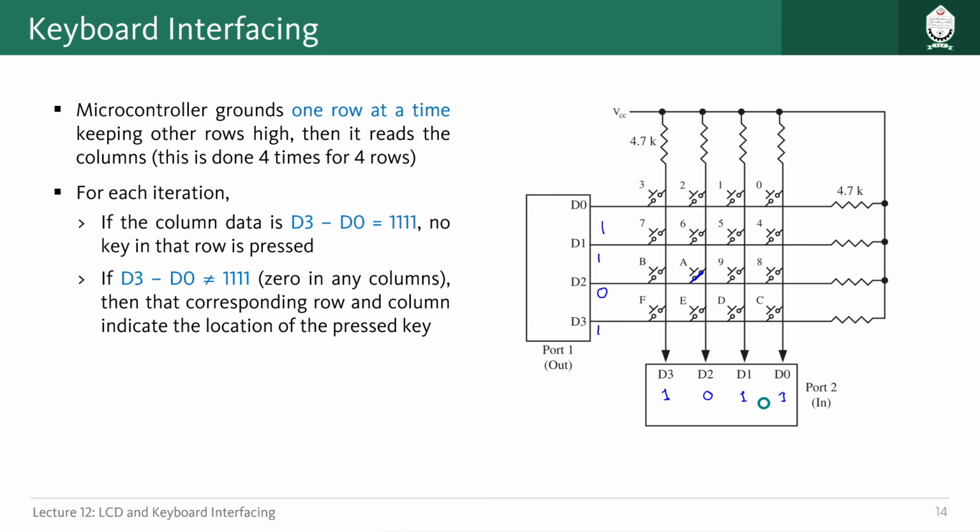So we know the column, we know the row. In this way, the row can be identified. Okay, the detailed procedure is even more complicated than that.